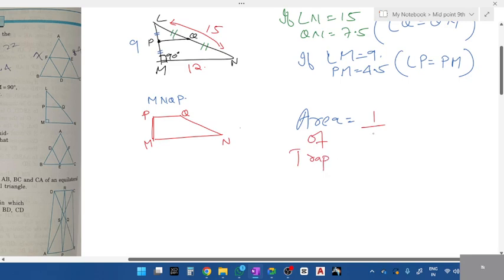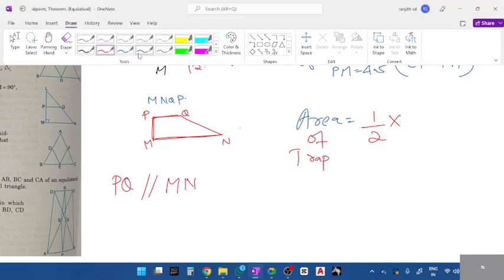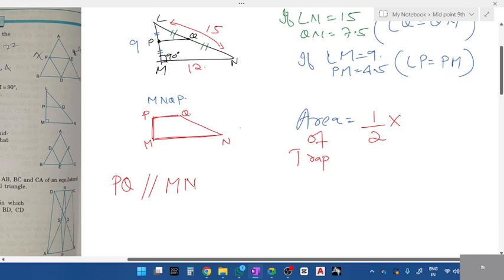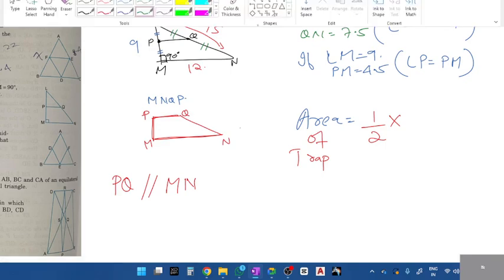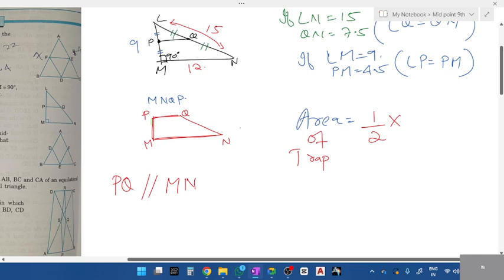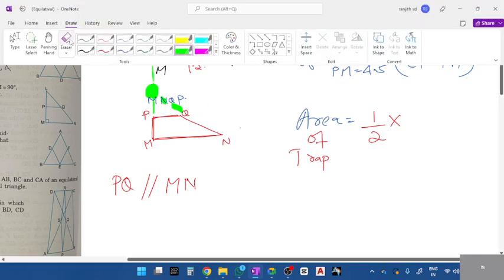The area of a trapezium is nothing but half into, which two sides do you all think are parallel here? Which two sides are parallel? PQ and MN, or PM and QN? Can you see PQ and MN are parallel? What does that mean? Even if you extend, the lines will not join, right? What about PM and QN? If I extend the lines, are they meeting at a point? So they meet at a point.